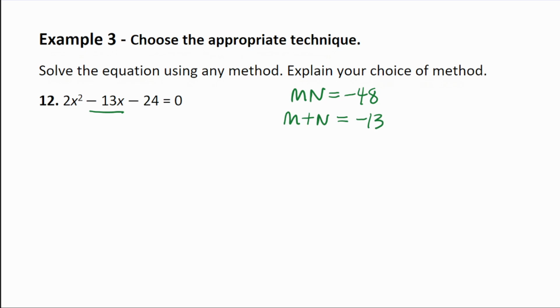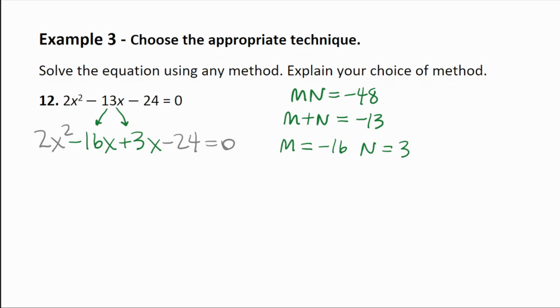So I'm thinking about 48: 12 times 4, 24 times 2. But there's another one that people frequently forget about, and that would be 16 times 3. 16 times 3 is 48. So if I had m equals -16 and n equaling +3, those two numbers would add together to -13, and they would multiply together to be -48. So what I'm going to do is take the -13x and write it as -16x plus 3x.